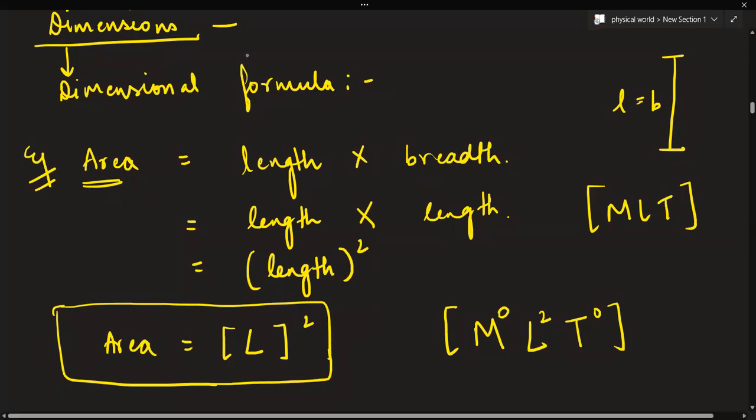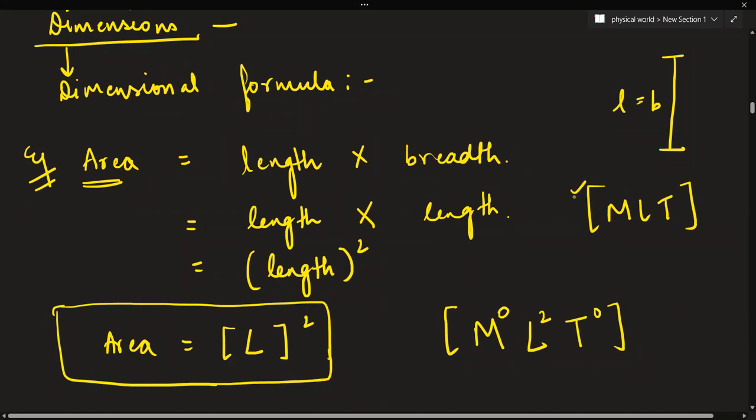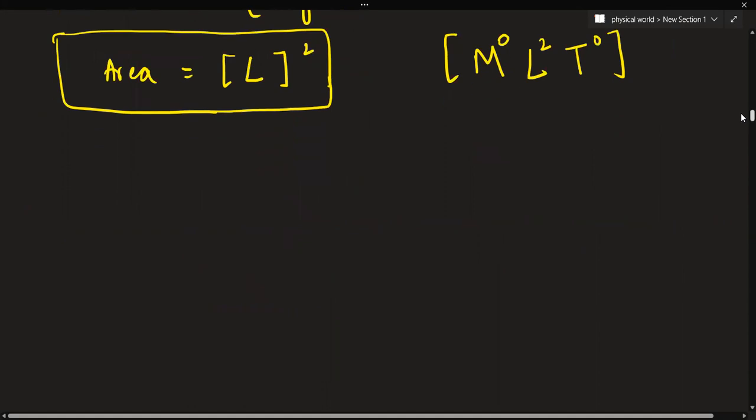Any doubts still here? Ma'am, but why mass and time is there? Mass and time are there because this is dimensional equation. I'll help you. See, mass and time are actually 0. So you can write it in terms of L square only. Even if you write it as L square, that is understood. It means mass is 0, time is also 0. But this is a standard way to represent. This is how you write dimensional formula of any quantities.